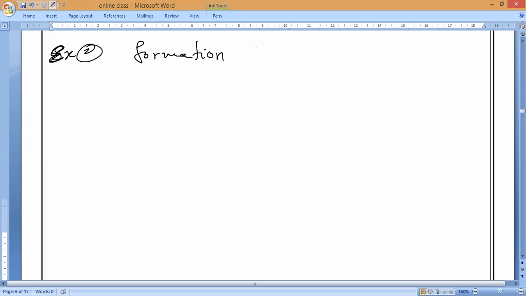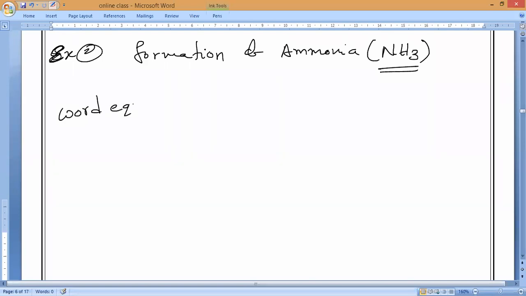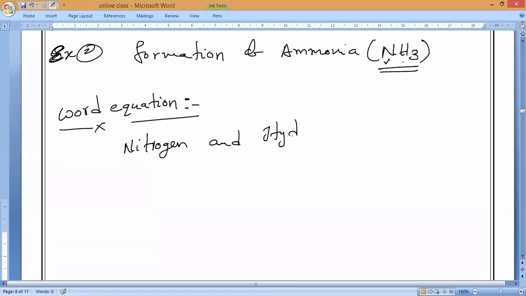Ammonia means what is the formula? Ammonia means what? NH3. So now I am giving the word equation. You can say the word equation by using ammonia itself. Word equation: nitrogen plus hydrogen will give you ammonia. If you are communicating and speaking, it will come.